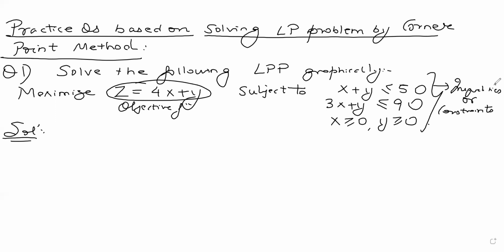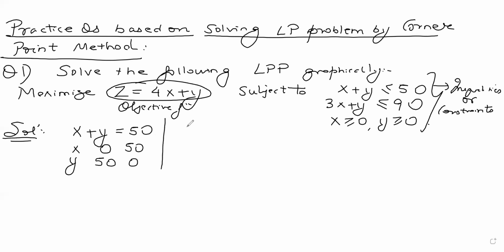Okay, now let's quickly solve this problem. First, we are going to plot all the inequalities. So to plot, first of all, let's consider them as the equality x plus y equal to 50. When x is 0, y is 50. When y is 0, x is 50.